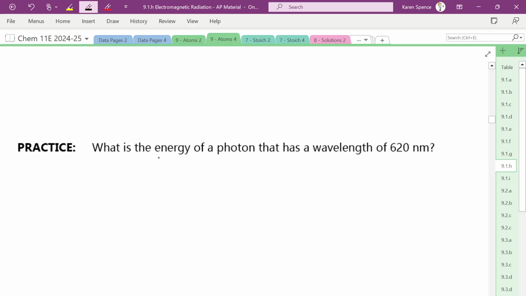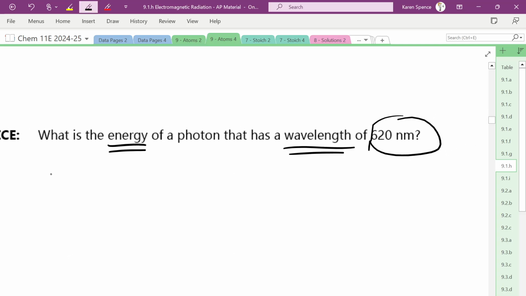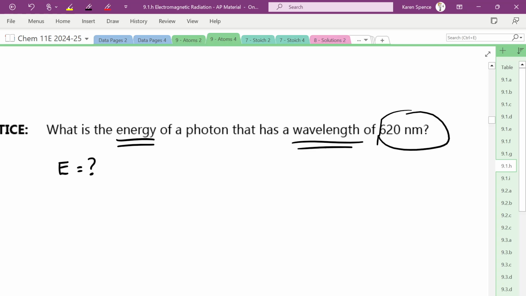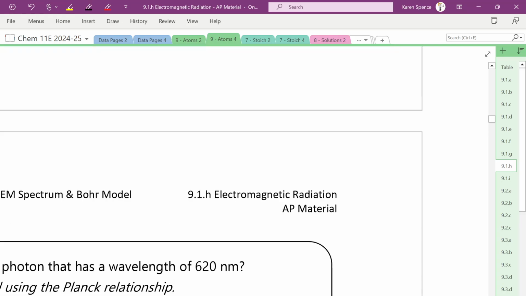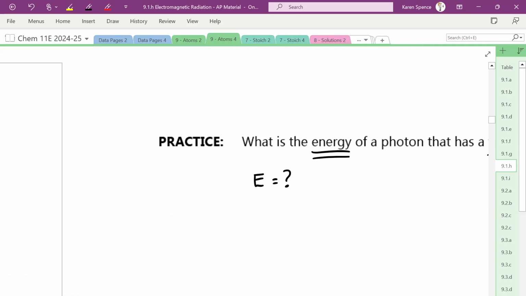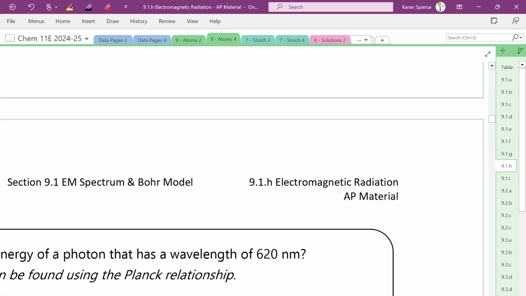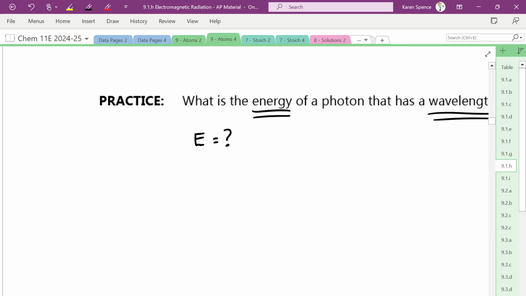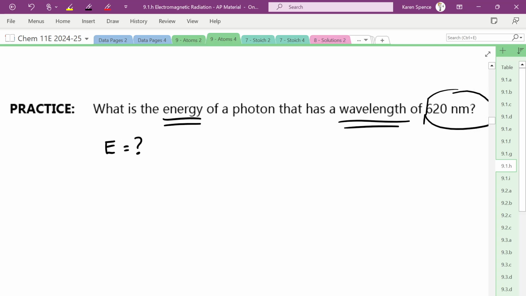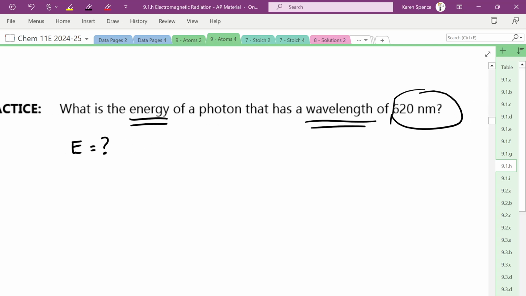What is the energy of a photon having a wavelength of 620 nanometers? So we want to know the energy. We're on page 30, top of page 30. So here's what we're going to do.